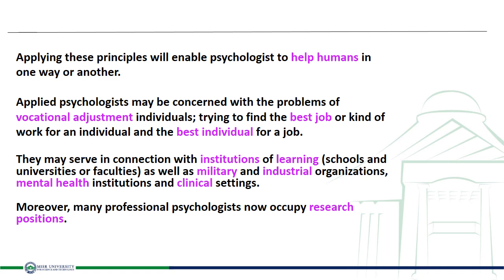And in addition to that, many professional psychologists may occupy research positions. For example, in Egypt, you may hear about NCSCR. These five letters, placed side by side, are the abbreviation for the National Center for Social and Criminological Research. Many psychologists occupy research positions at the NCSCR, the National Center for Social and Criminological Research.